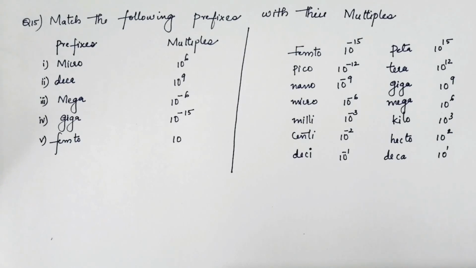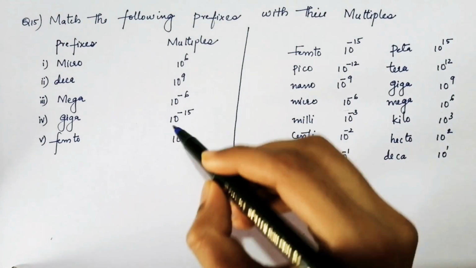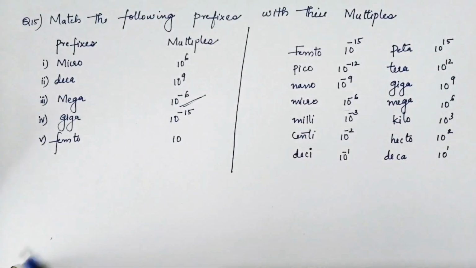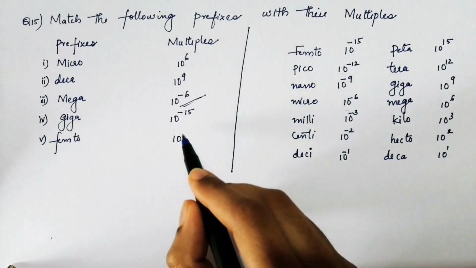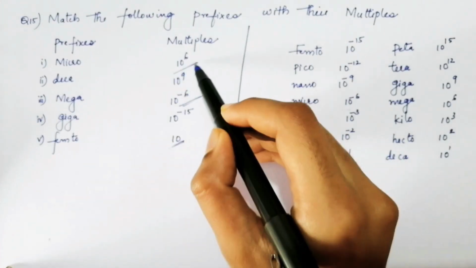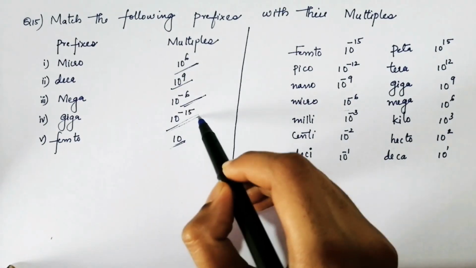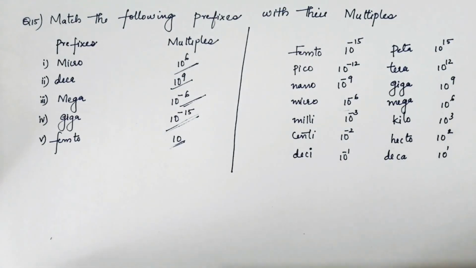So from this table, or if we have memorized this table, it will be very easy to solve this question. We can directly say that micro is 10 power minus 6 and deca is 10 power 1, that is 10, and mega is 10 power 6, giga is 10 power 9 and femto is 10 power minus 15. So that's the answer for the question number 15. Let's proceed with the next question.